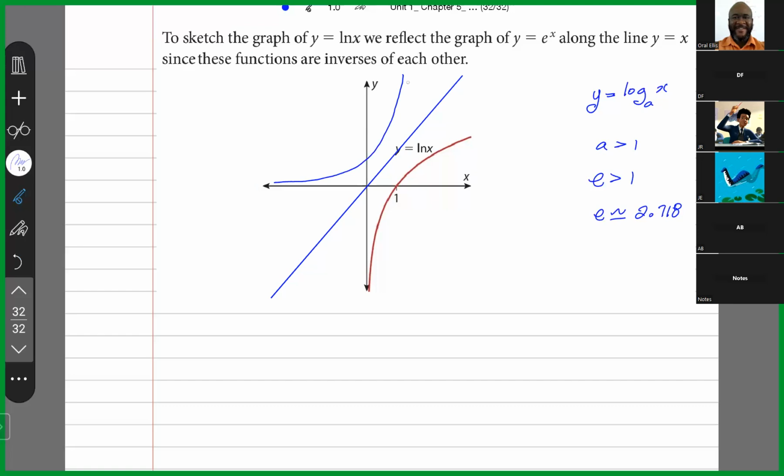All right, so this would be the graph of y equals e to the x. And if you reflect that graph in the line y equals x, you would get the graph of y equals log to the base e of x. The reason for that is that y equals e to the x and y equals log to the base e of x are inverse functions.